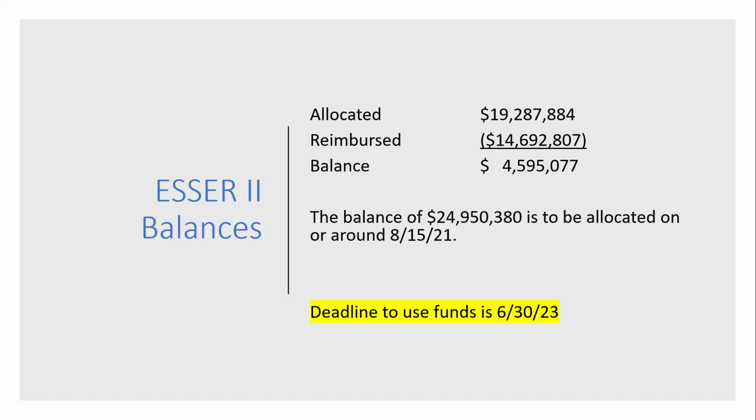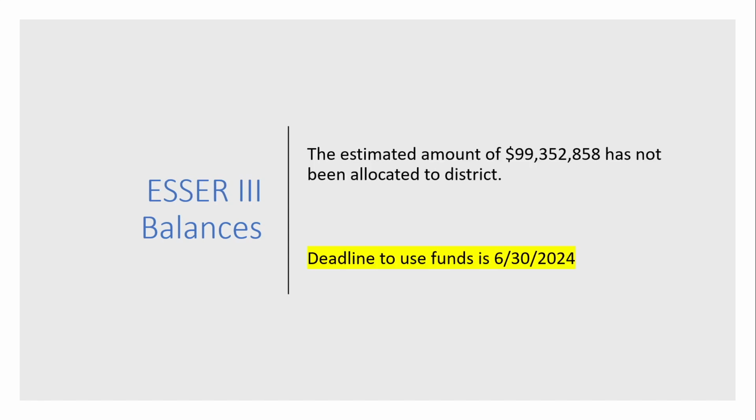We have been allocated 19.3 million. We have been reimbursed 14.7 million, and we still have 4.5 left to draw from. So realize that we still have the additional 25 million that will be allocated to us on or around August the 15th. And again, this is where we would have to be reimbursed. We have to spend it first and then be reimbursed for that. And we have until June 30th, 2023 to utilize those funds.